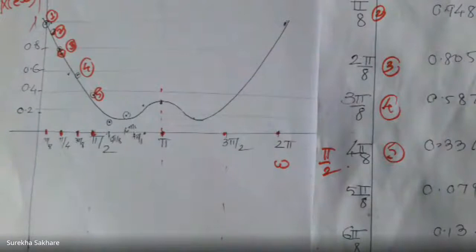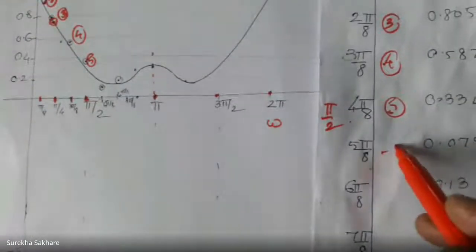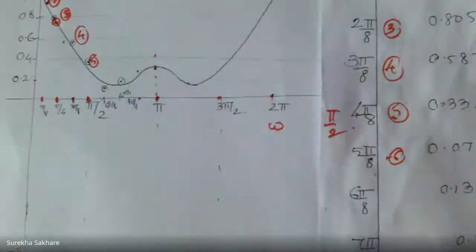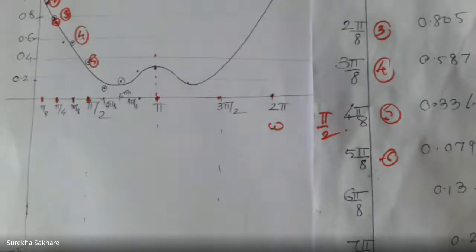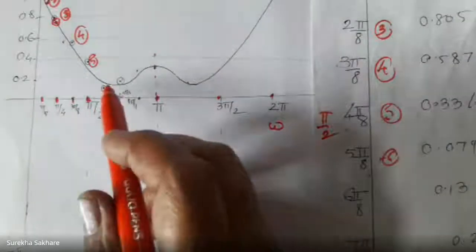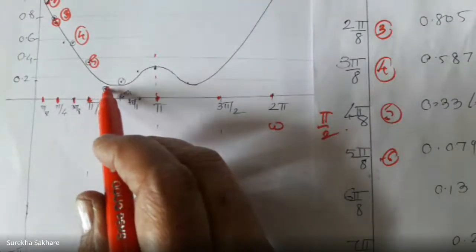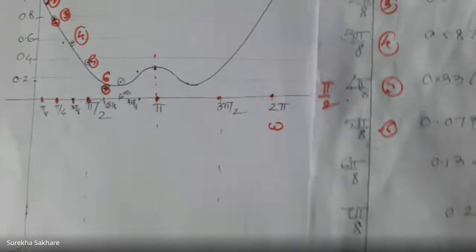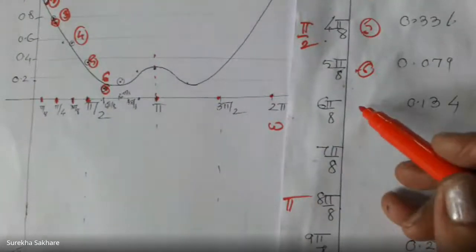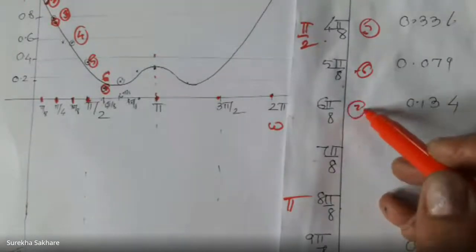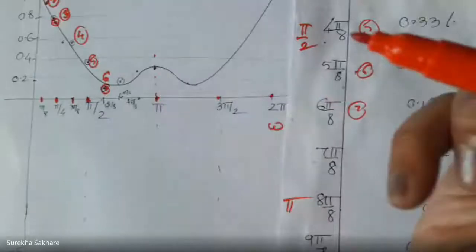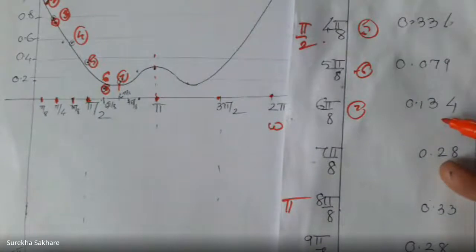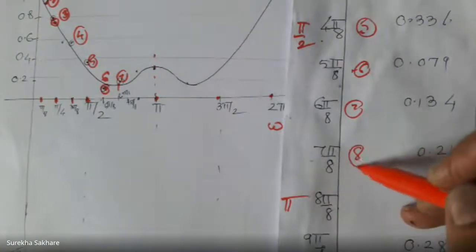Then the sixth one, 5 pi by 8. The answer is 0.07. So just see it is below this 0.1, somewhere here. Sixth reading. Then you have the seventh one, 6 pi by 8. Okay, so here it is the seventh, 0.13. It has increased now. Then you have the eighth one, 7 pi by 8. It is 0.2.